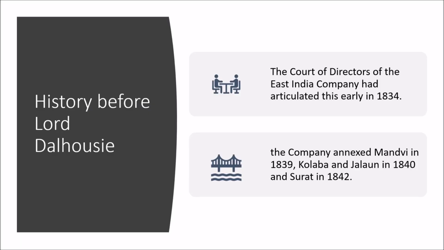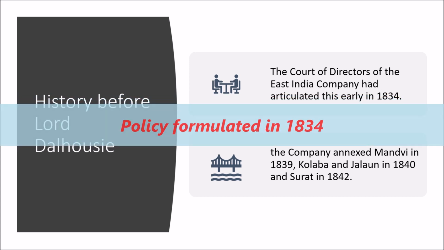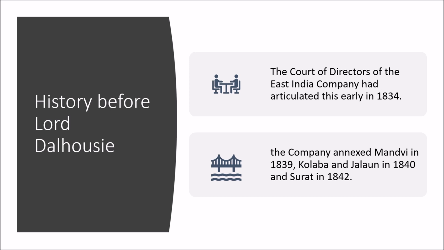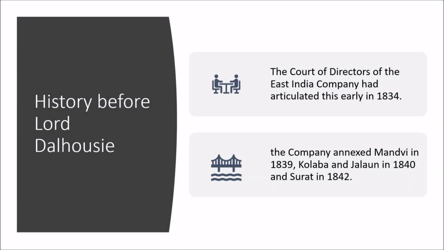So let us have a look at the history before Lord Dalhousie came into power and misused Doctrine of Lapse. It was the Court of Directors of the East India Company that had articulated this particular policy as early as 1834. They said that any territory that did not have a legitimate heir, or where the ruler was misgoverning, or simply where the company had a need for the territory, the company had the right to attach the state or the land to the British Empire. The company annexed Mandvi in 1839, Kolba and Jalgaon in 1840, and Surat in 1842, using this policy of Doctrine of Lapse. These were the Indian states that were attached to the British Empire before Lord Dalhousie became the Governor General of India in 1848.